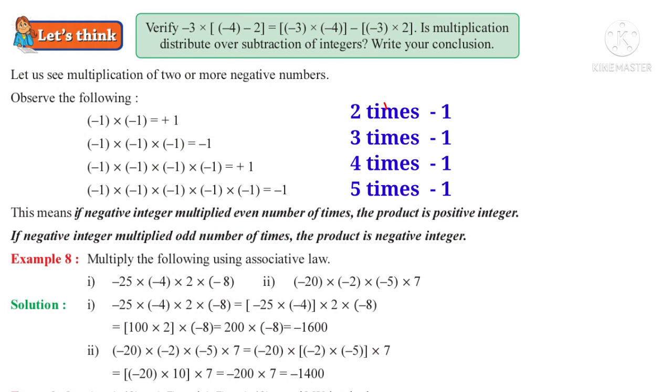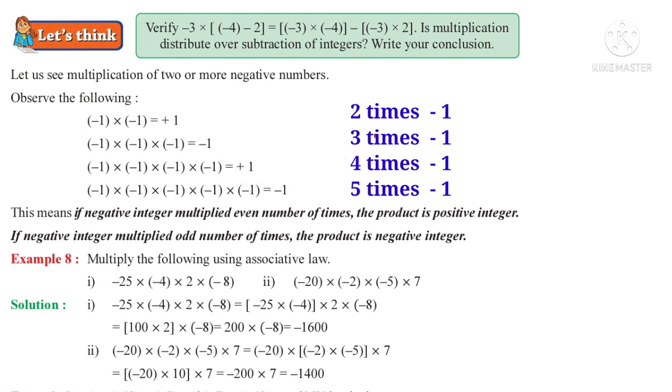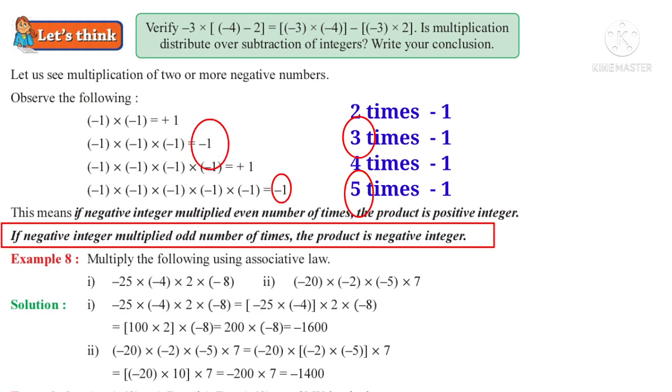Here observe that if we multiply a negative integer an even number of times, that is 2 times, 4 times, we get the product plus 1, that is a positive integer. When a negative integer is multiplied an odd number of times, that is 3 times, 5 times, then we get minus 1, that is a negative integer.